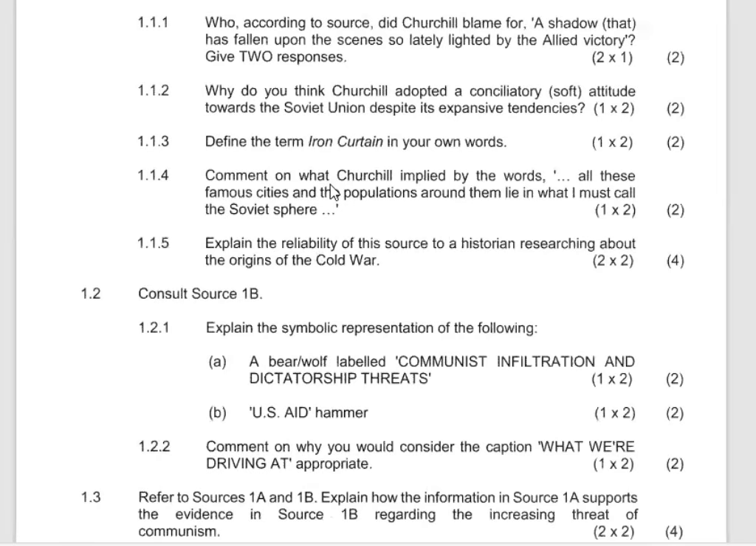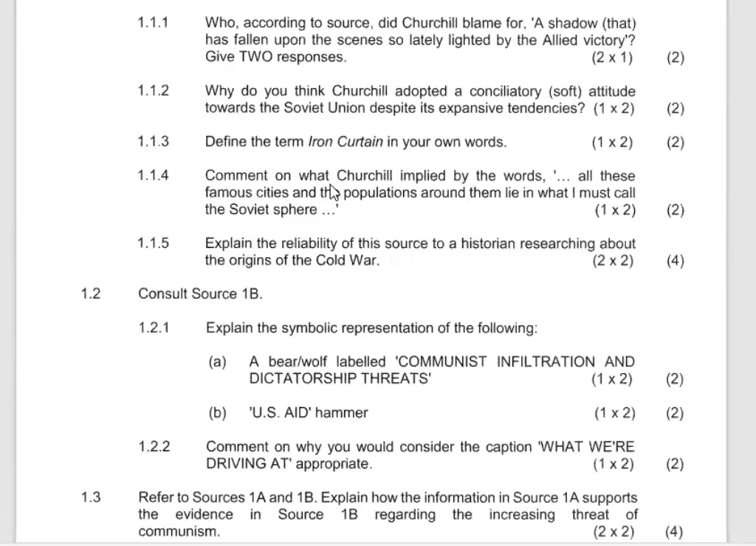Why do you think Churchill adopted a conciliatory or a soft attitude towards the Soviet Union despite its expansive tendencies? But we are seeing a situation here whereby Winston Churchill adopted a soft attitude towards the USSR, despite it having expansive tendencies, it wanted to extend its influence across territories in Europe, which was also threatening the ideology of the US. But however, the US did not take a bold stance.